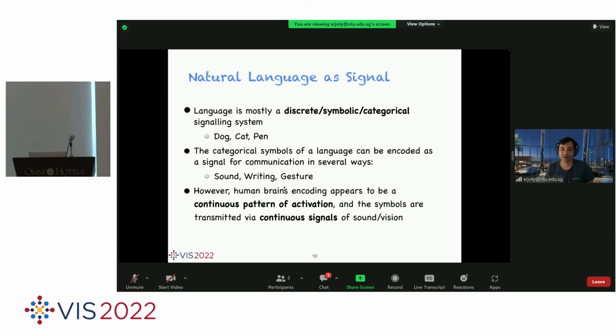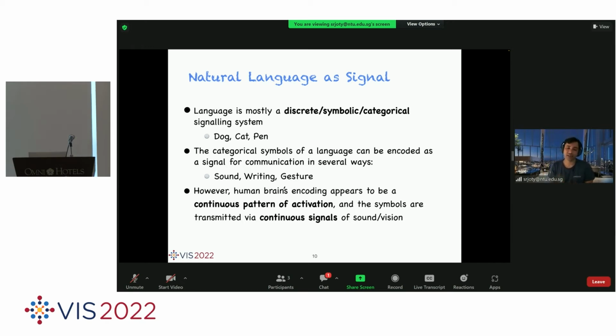Before I talk about what kind of model we want to see, I just would like to motivate why we are interested in deep learning from the cognitive perspective. Language is mostly a discrete, symbolic, or categorical signal system. We have a concept and we represent it with a discrete word or token, like dog, cat, or pen. And the categorical symbols of a language can be encoded as a signal for communication: we use sound, we use writing, we use gesture to communicate these different concepts.